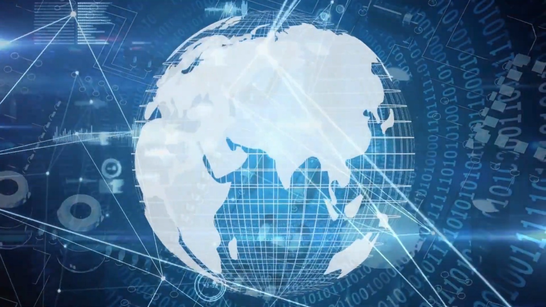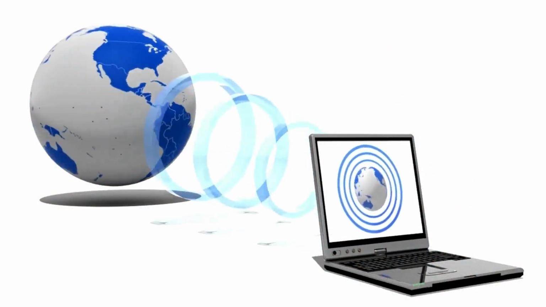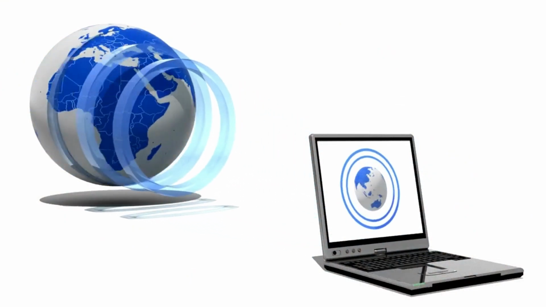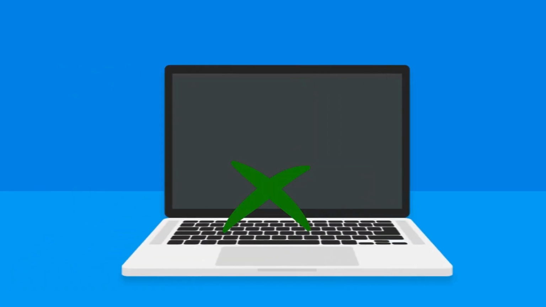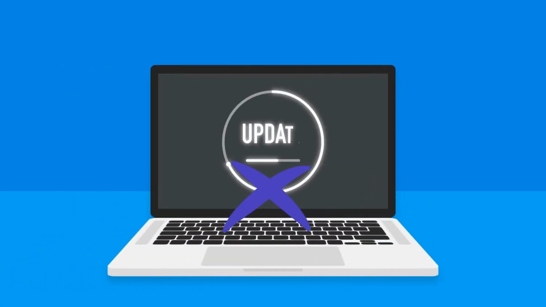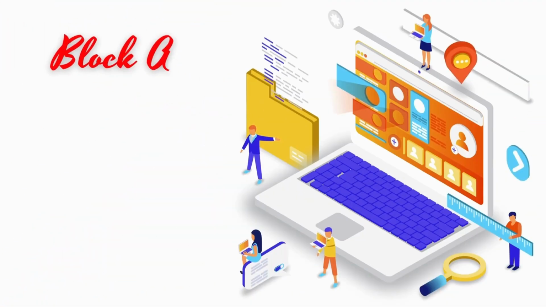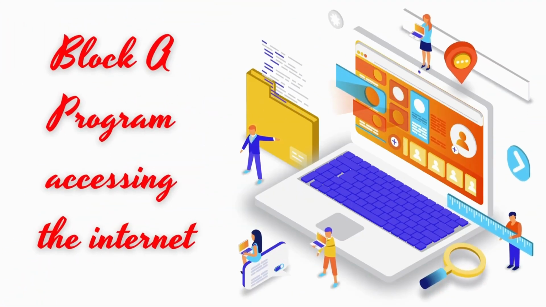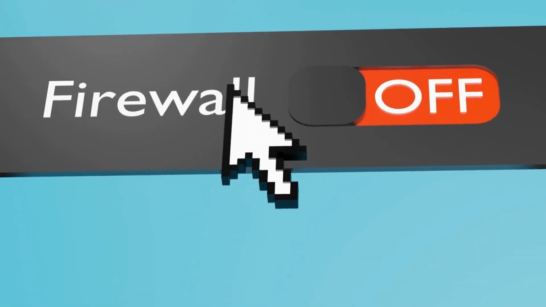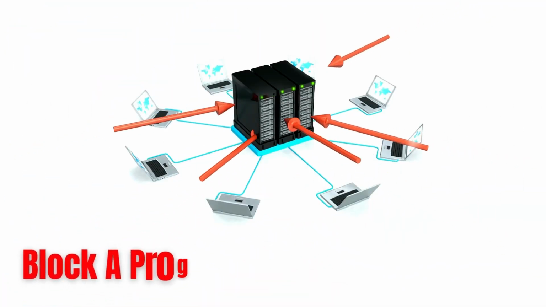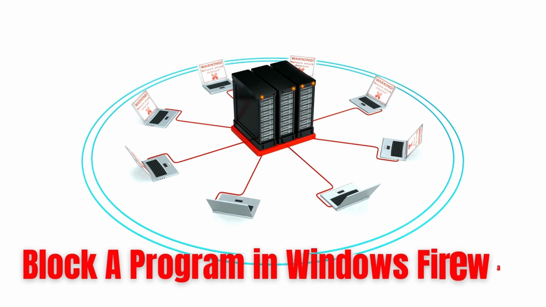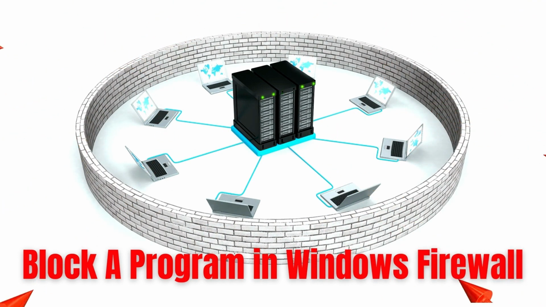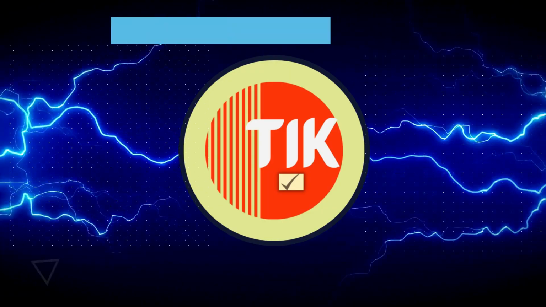Most of the third-party software that you have on your computer can access the internet. If you want to prevent automatic updates of a particular app or block ads on an app, or if the application does not rely on internet connectivity, you can easily block a program from accessing the internet. Today we are taking a look at how to block a program from accessing the internet using the built-in firewall in Windows. So let's get started.